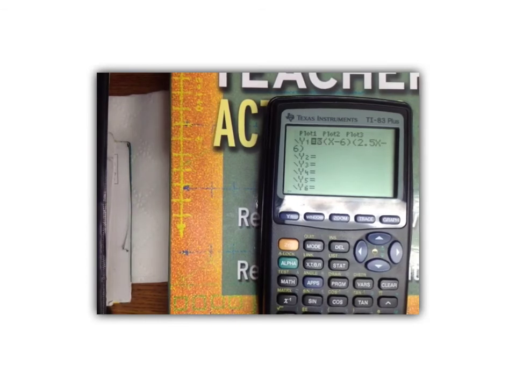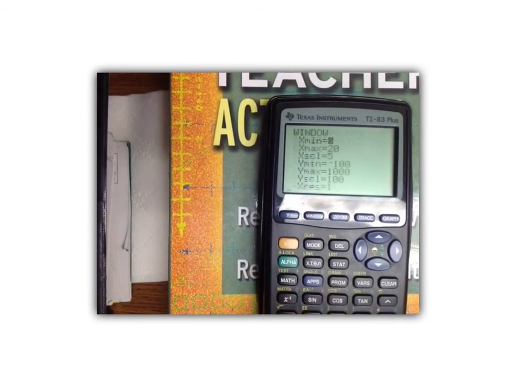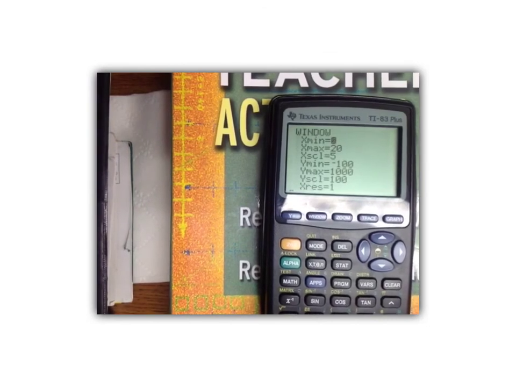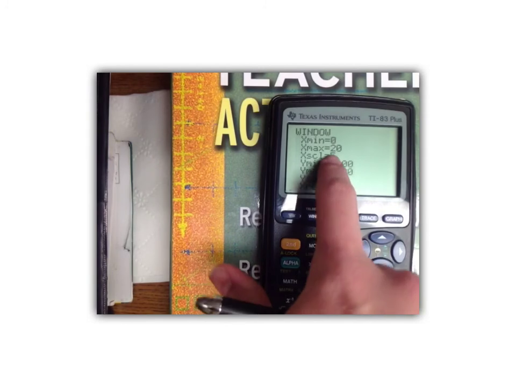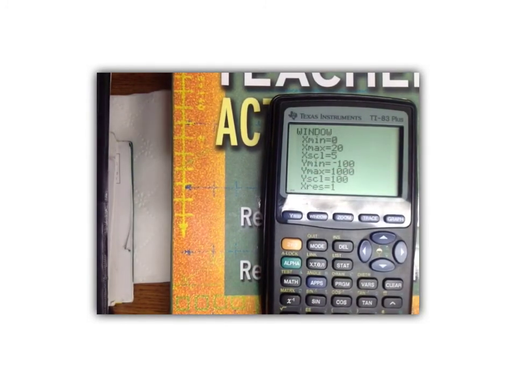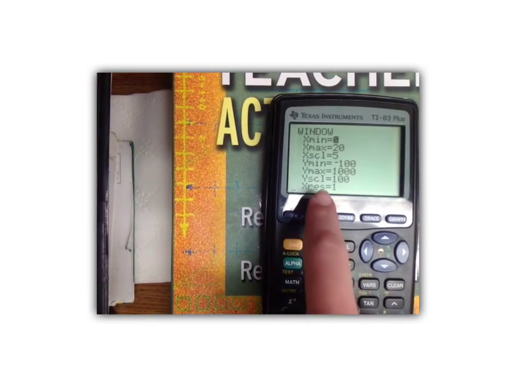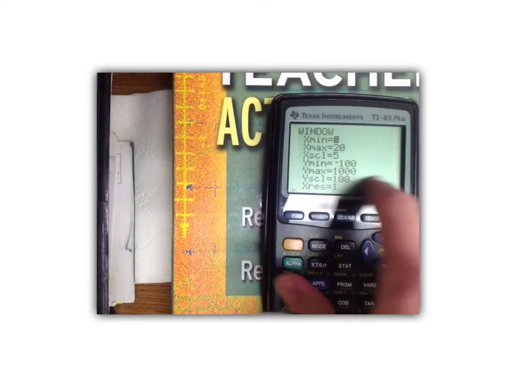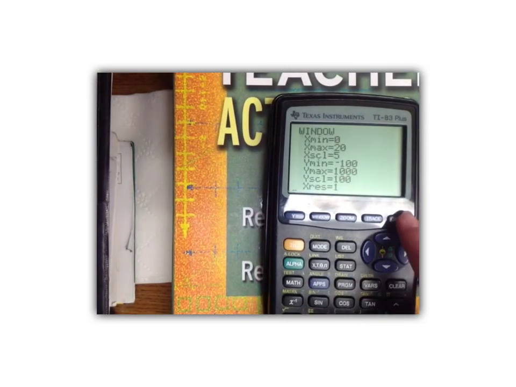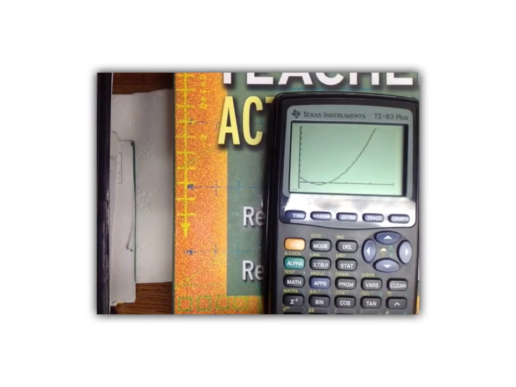For this, we'll need to put an equation into the y equals. When we looked at our restrictions, all we said was that x had to be greater than 6. I've made the maximum 20. For the y's, we're looking for values between 600 and 800, so I've made my y maximum 1,000, and then the minimum is negative 100, the scale is 100, just to give myself some space. So here's what that graph looks like.